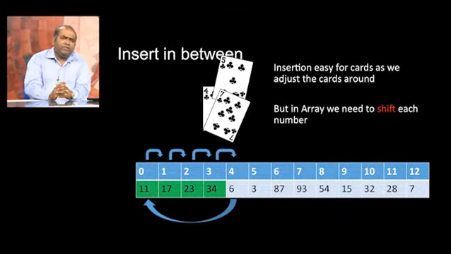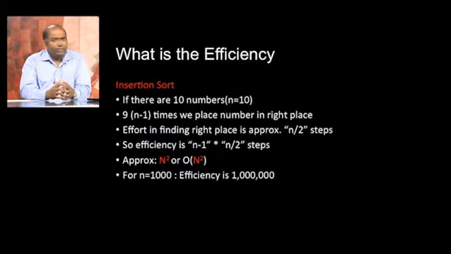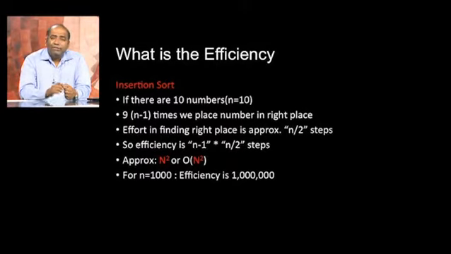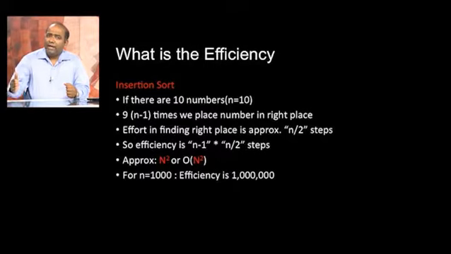What is the efficiency of insertion sort? If there are 10 numbers, n is equal to 10, 9 numbers, that is n minus 1, we need to place in the right position. What is the effort to find the correct place? Well, the first number we need to go only one step back, but as we keep processing numbers in the array, we need to travel back more and more. In the very last case, we may need to go back n minus 1 steps. So, we can conclude that approximately n by 2 steps will be needed to find the correct place to insert a given number.